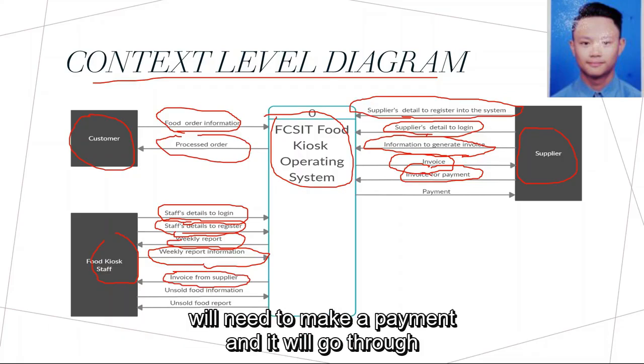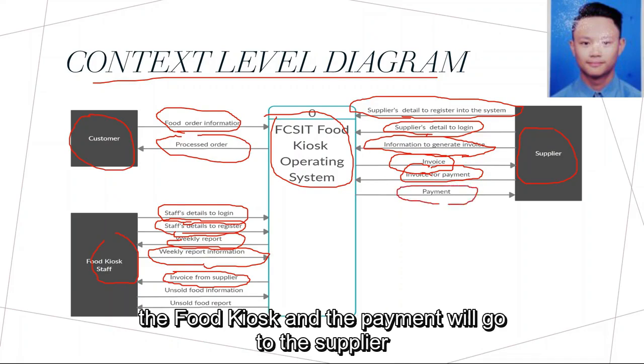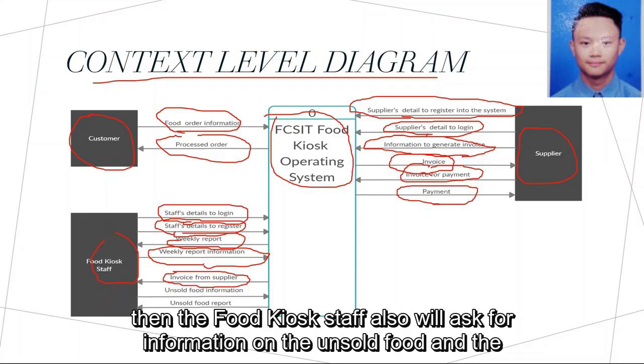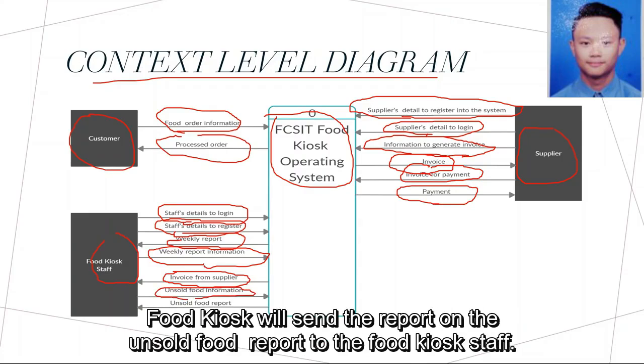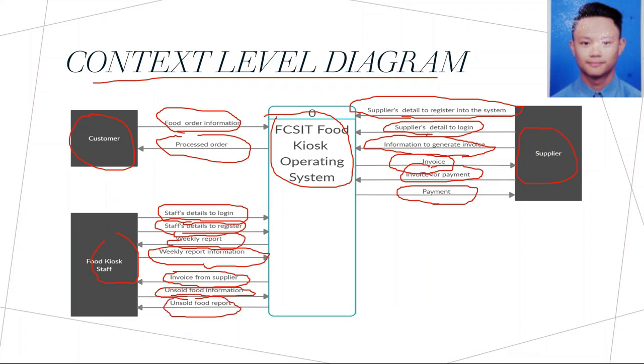The food kiosk staff will need to make a payment, and it will go through the food kiosk, and the payment will go to the supplier. Then the food kiosk staff also will ask for information on the unsold food, and the food kiosk will send the unsold food report to the food kiosk staff.